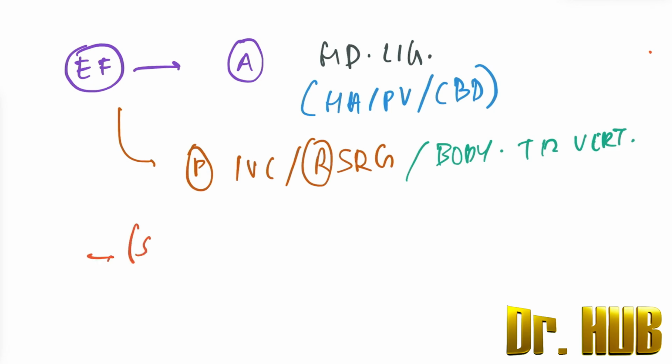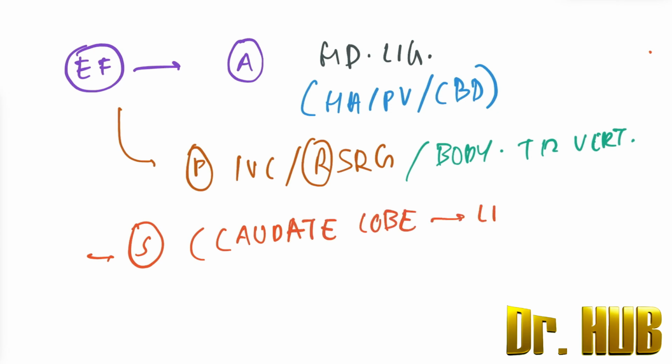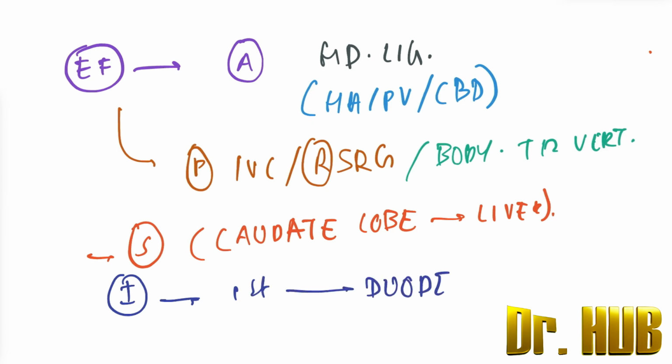Then we look at the superior. So superior means it's a caudate lobe. It is caudate lobe, and this caudate lobe is of the liver. And lastly, it is inferior. Inferior stands for the first part of the duodenum. So it's nothing but the first part of the duodenum.